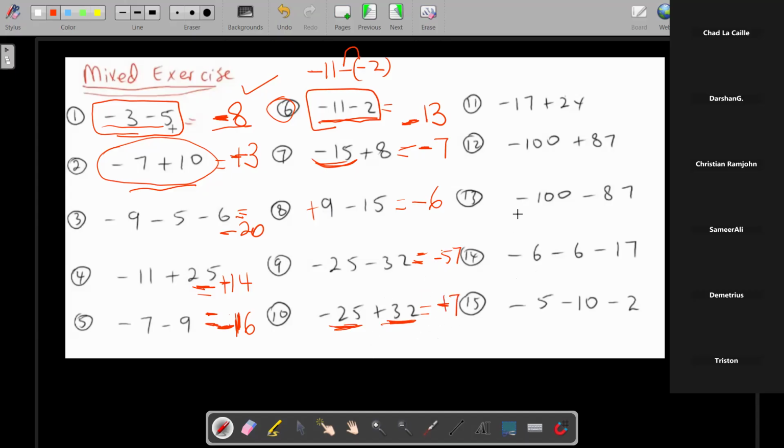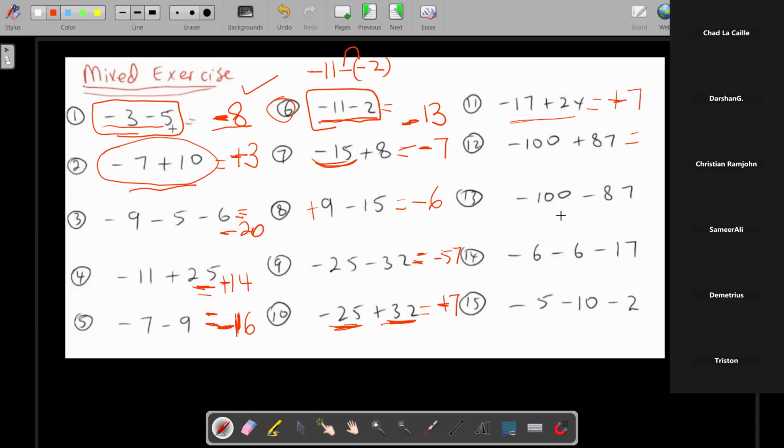Next one, number 11, come on. So again, it's the same thing. -17 plus positive 24. So that's a subtraction again, which is what? Positive 7. Positive 7, good.